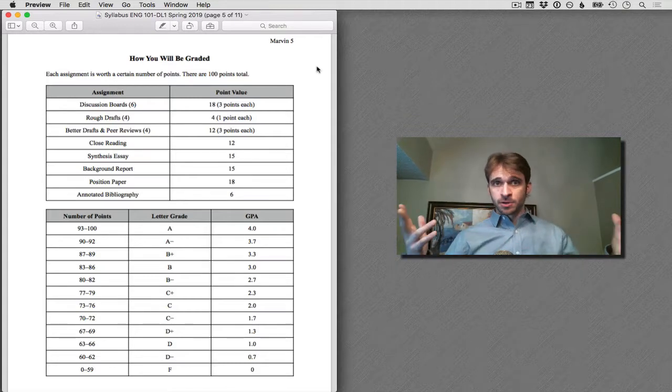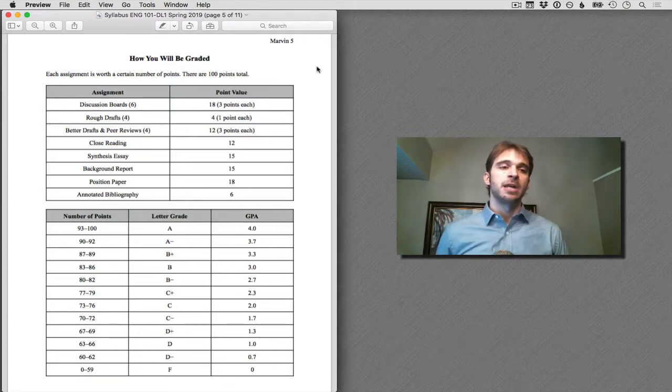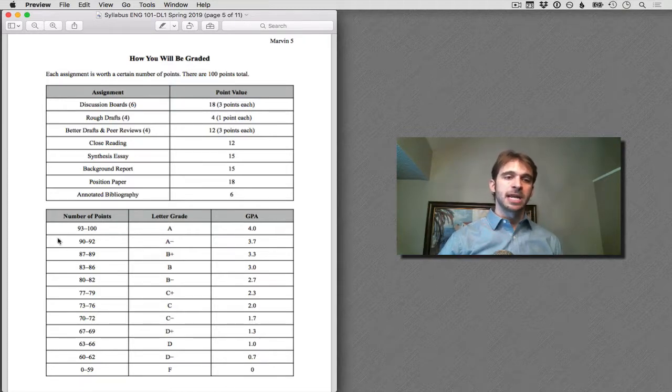At the end of the semester, all you have to do is add up the number of points that you have earned, and Grade Center will tell you this in Blackboard, and the number of points that you end up with determines where you land on Three Rivers grading scale, and that determines what letter grade I put into the computer.